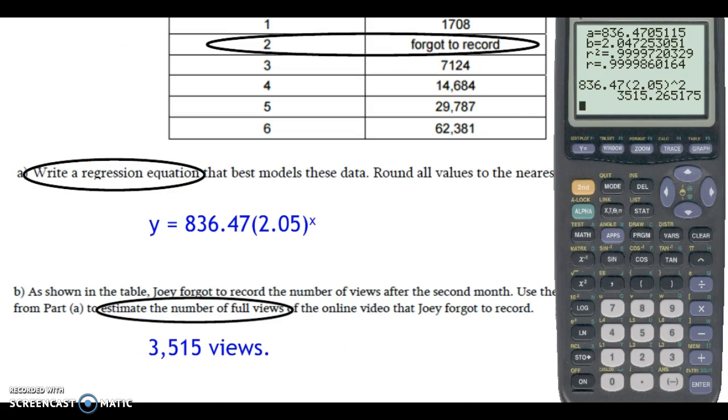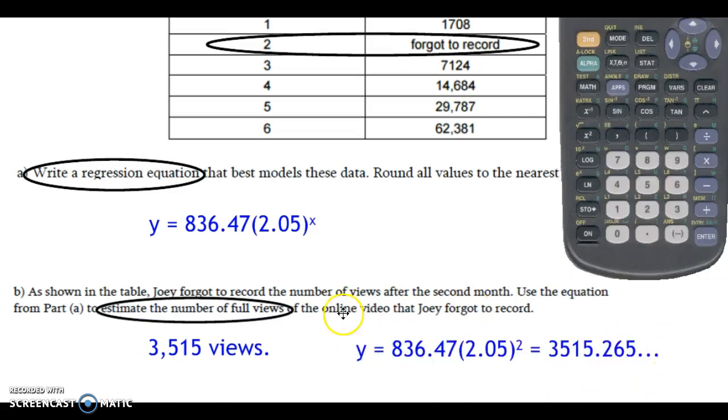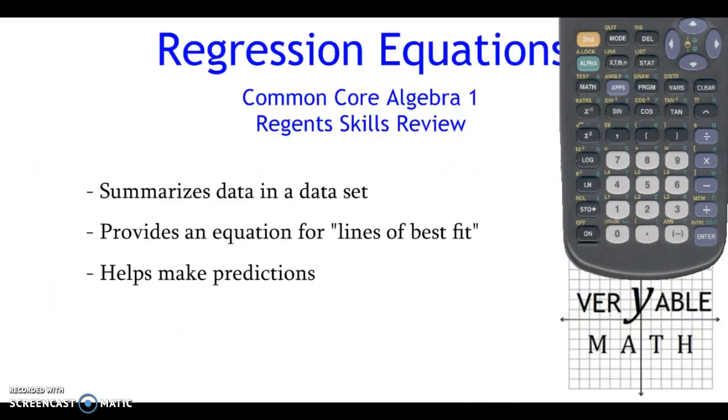So it should look like this. And this should get us the full points on the Regents exam because, of course, you know you're supposed to show your work. All right, this was a video on regression equations, which is a Common Core Algebra 1 Regents skill. Good luck studying.